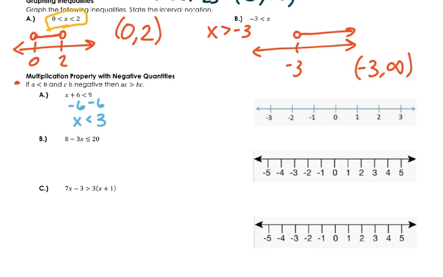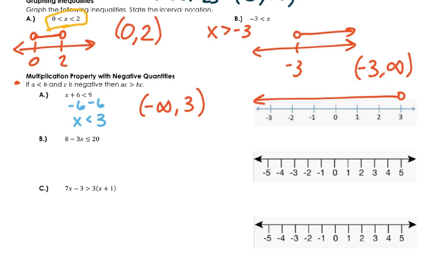I did not change the direction of the symbol because I did not multiply or divide both sides by a negative number. So then I just plot my inequality, x is less than 3, and I write my interval notation from left to right. So from negative infinity to 3, open. Feel welcome to pause the video here and try B and C completely on your own.